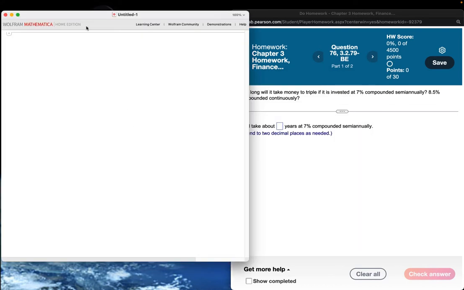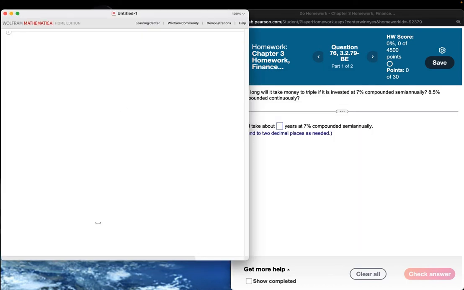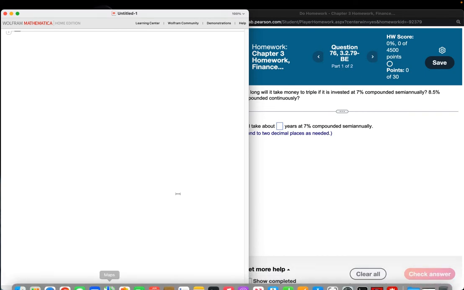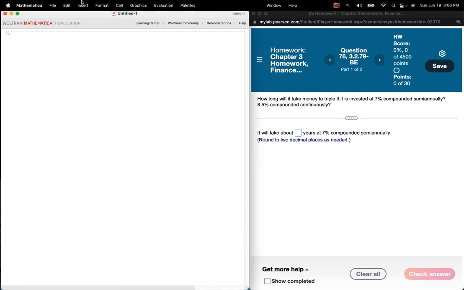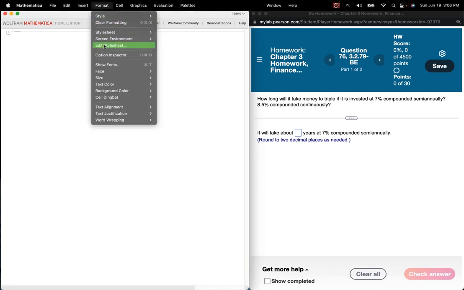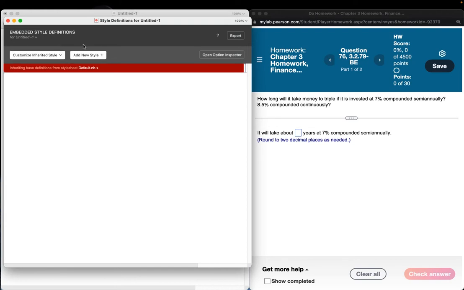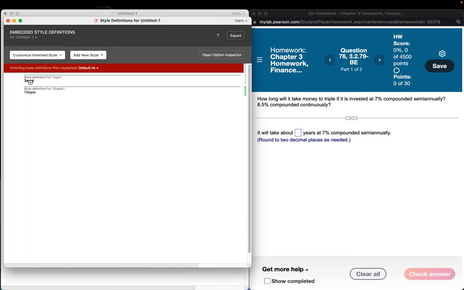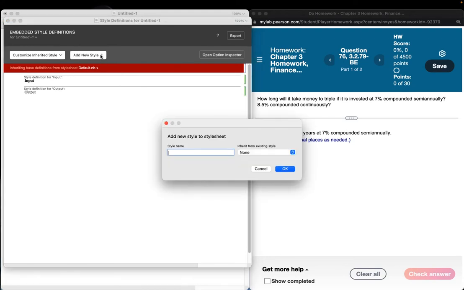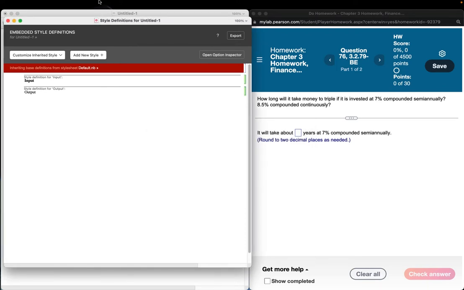Okay. If you're getting a message like that, it helps to have your license ID. And how do you get your license ID? Well, let me see here. Edit style sheet. Okay, input, output. Okay, these are a little too small.